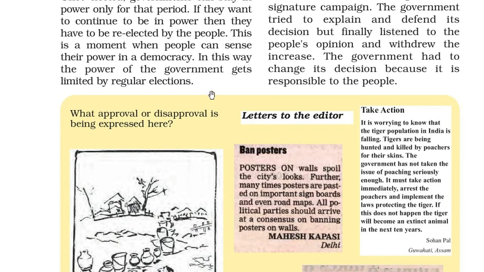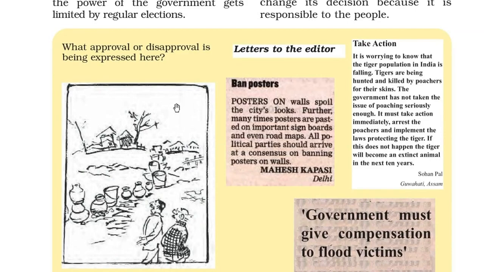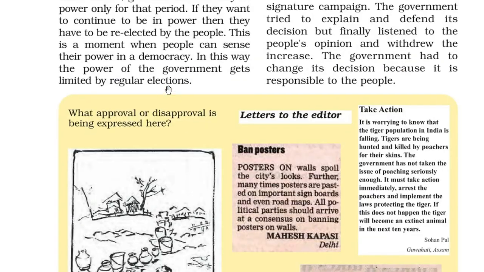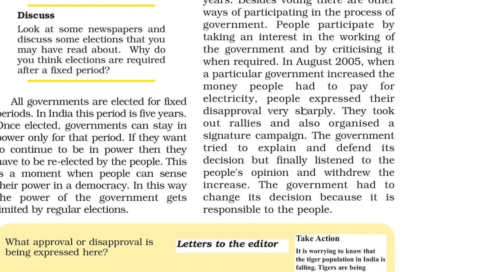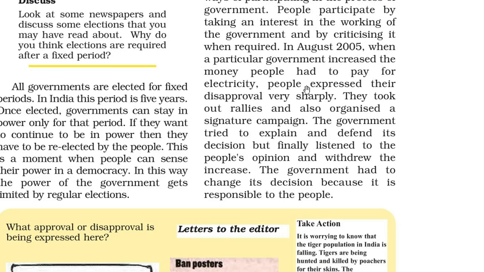So in this way, the power of the government gets limited by regular elections. There are other ways of participation as well. Elections are usually held once in 5 years. So besides voting, there are other ways of participating in the process of government. People participate by taking an interest in the working of the government and by criticizing it whenever required. Criticizing means just criticizing. Okay, and this is a healthy practice in democracy.